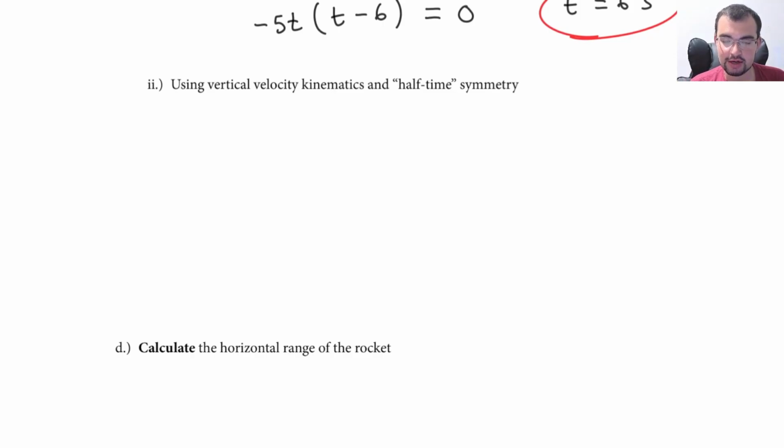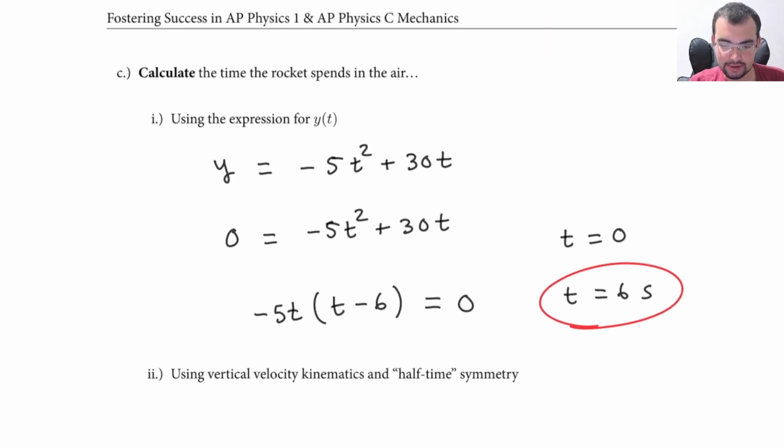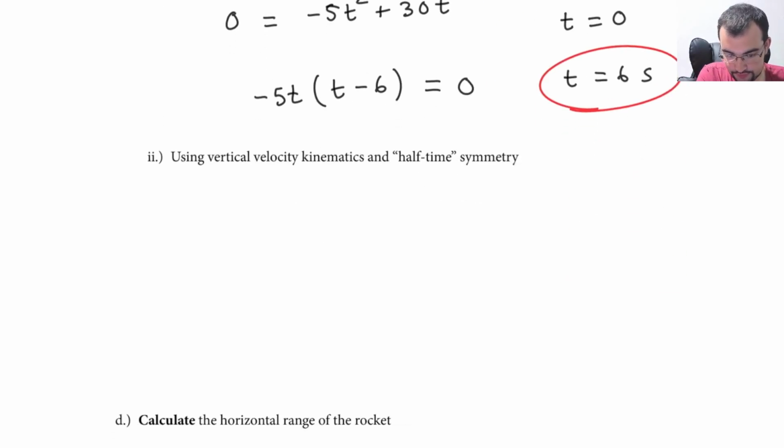Let's show we get the same thing if we just did kinematics. So what does that mean? Well, we just use what we call the half-time symmetry. So if we want to find the time, we could also say, wait a second, we know that at the top of the trajectory, there's no y velocity, but we launched upwards at 30 meters per second. So if we do this, we can use Vy equals Vy0 plus At.